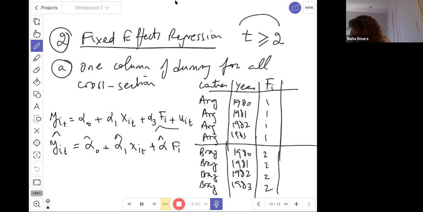And this is, I'm sorry, this is alpha 2, and if this is constant and this is constant, I can actually put them together, right? So alpha hat 0 plus alpha hat 2 FI.